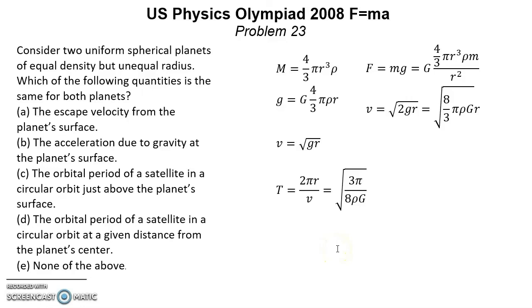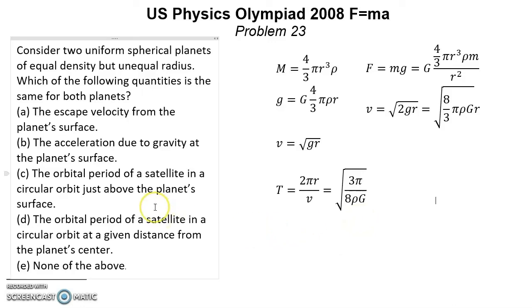And we see that using this substitution, we can find that this speed is again proportional to radius. So the radii cancel, and finally we have the same period for any planet with the same density.